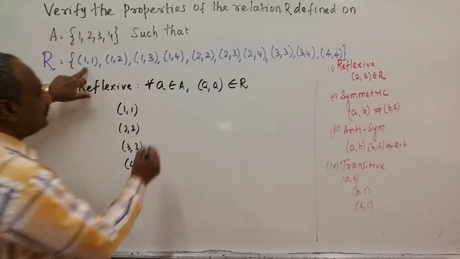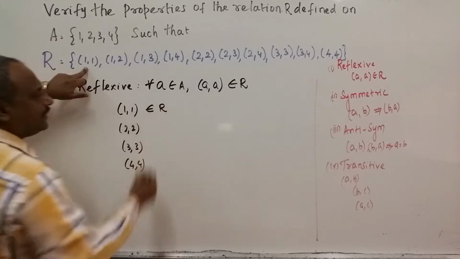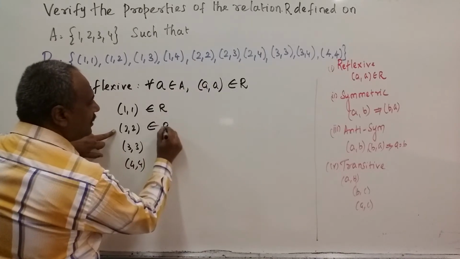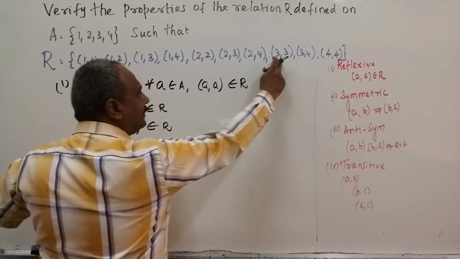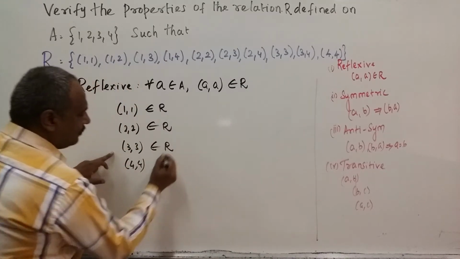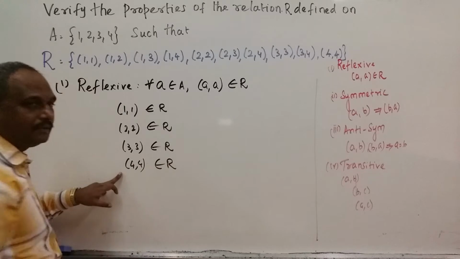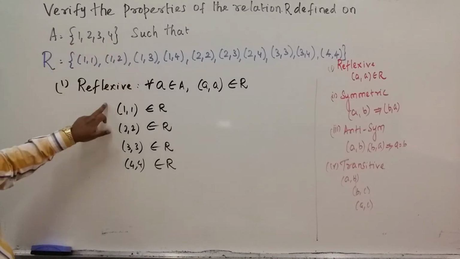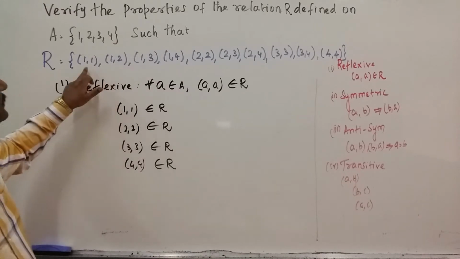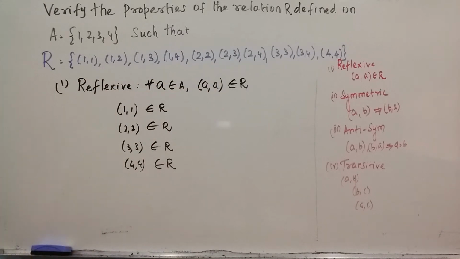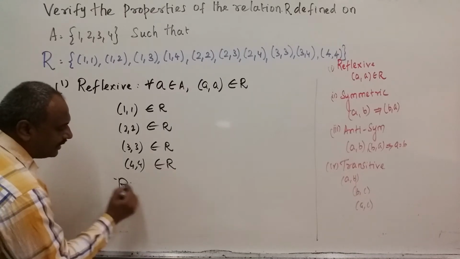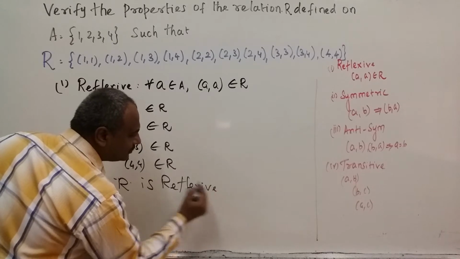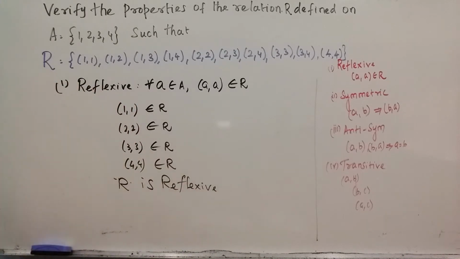(1,1), yes, belongs to the relation R. (2,2), yes, belongs to the relation R. (3,3), yes, it is available. (4,4), yes, it is available. As for all a belongs to A, I am getting (a, a) in the relation, so we are going to write R is reflexive.